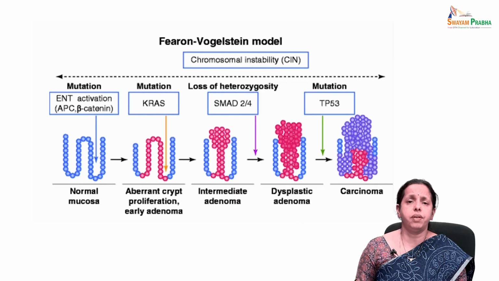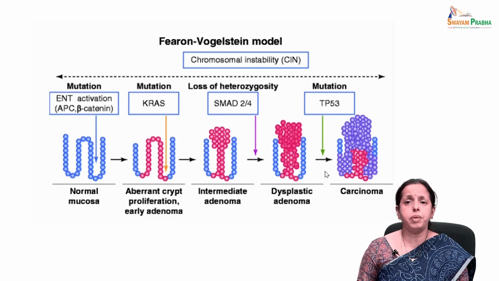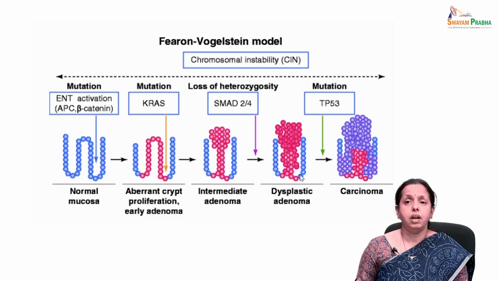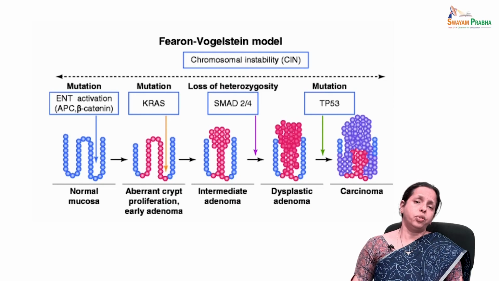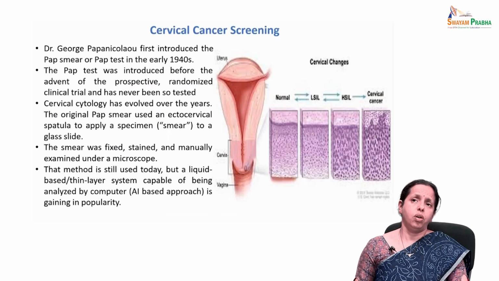Mismatch repair deficiencies in sporadic CRC occur predominantly by downregulation of your MLH1 through promoter methylation. This is the story about colorectal cancer.